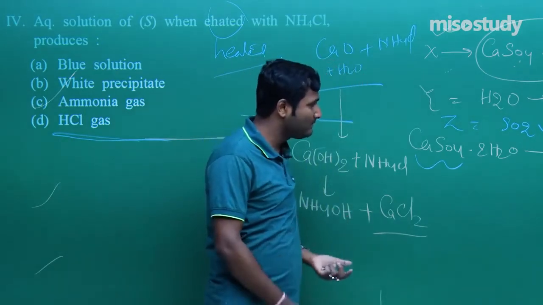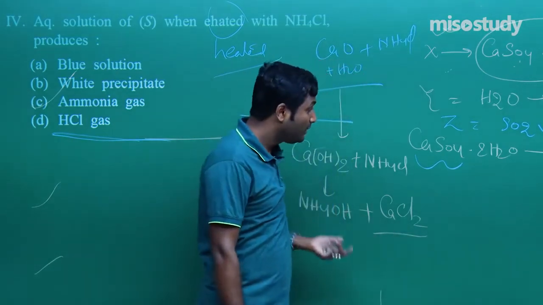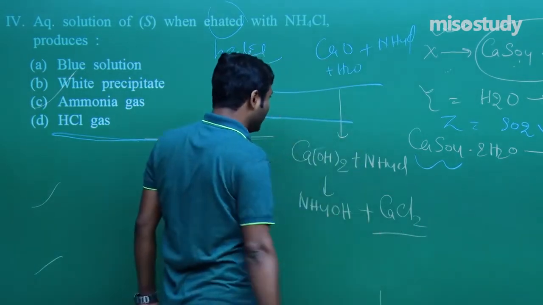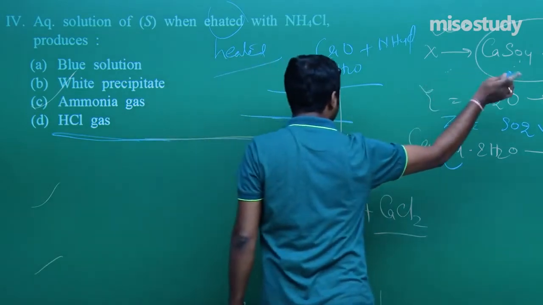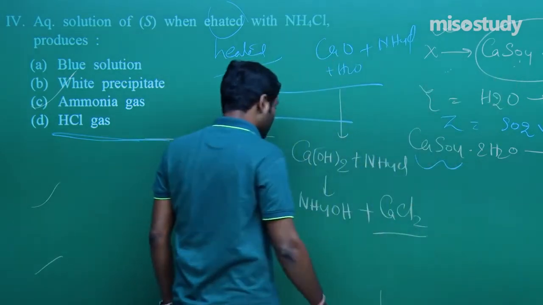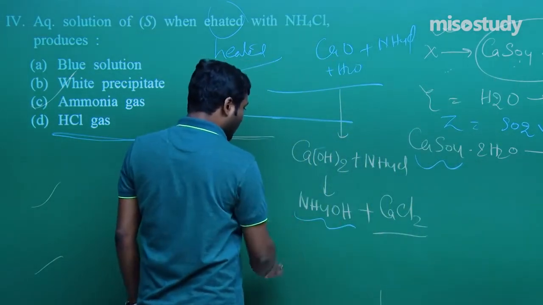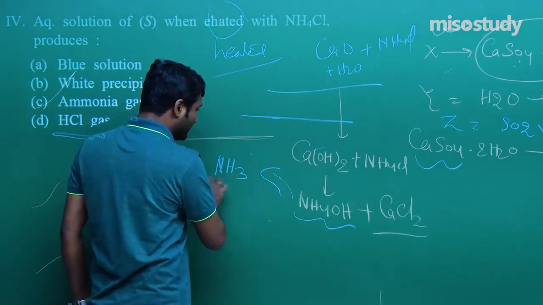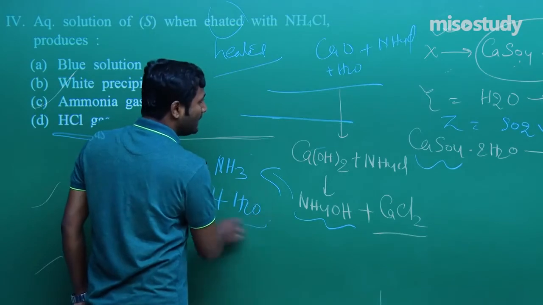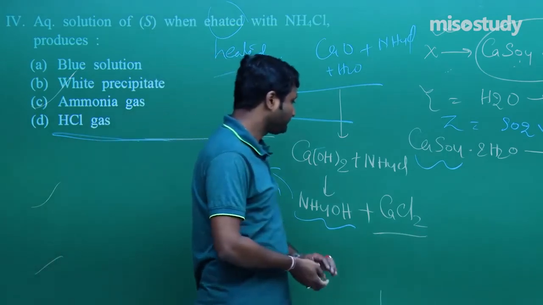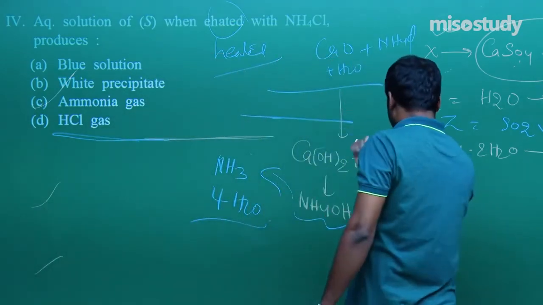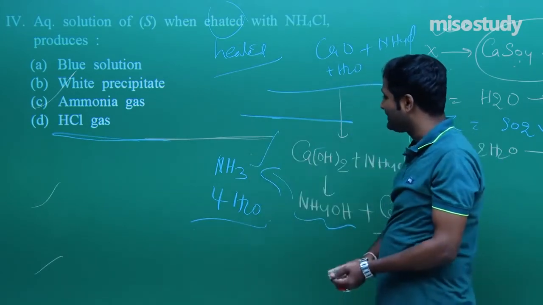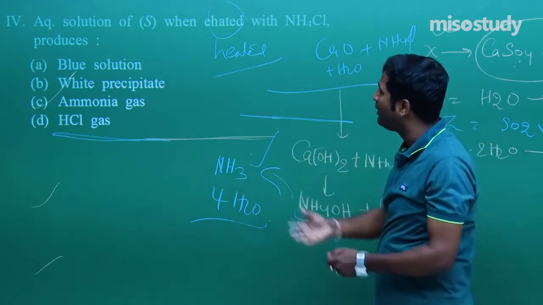That is, here the turbidity is given, then turbidity comes with CaO, not with MgO and not with Na2O. That's why Z is SO2, as I told you, and the salt is not MgSO4, the salt is CaSO4. NH4OH is not stable, it will further break and give you NH3 plus H2O. Yes sir, in this case, what will happen, sir? The gas is NH3, and NH3, we people know, is ammonia.